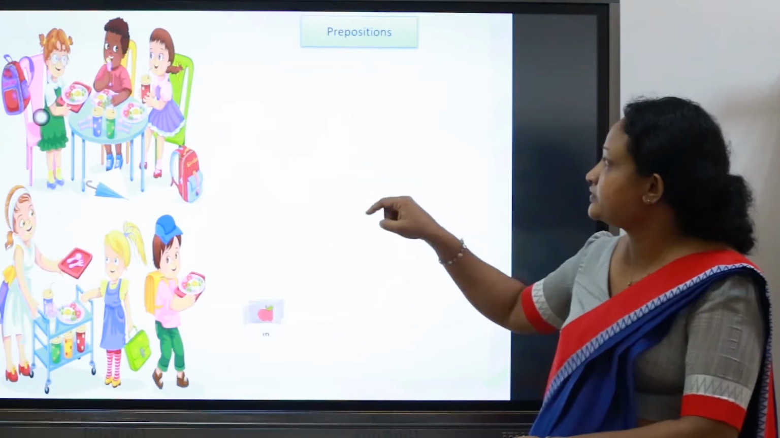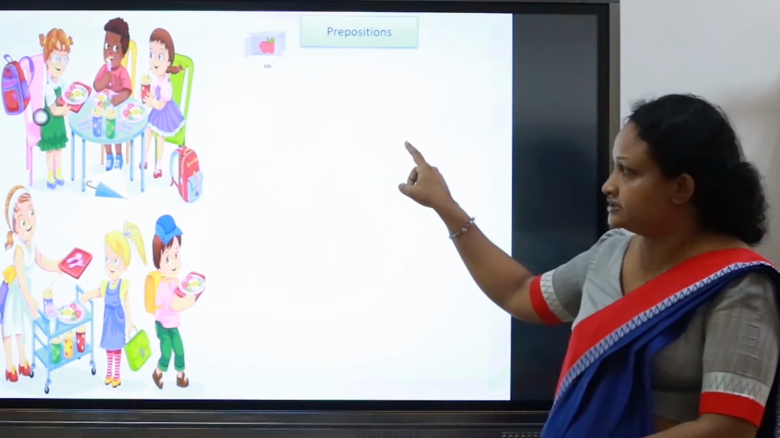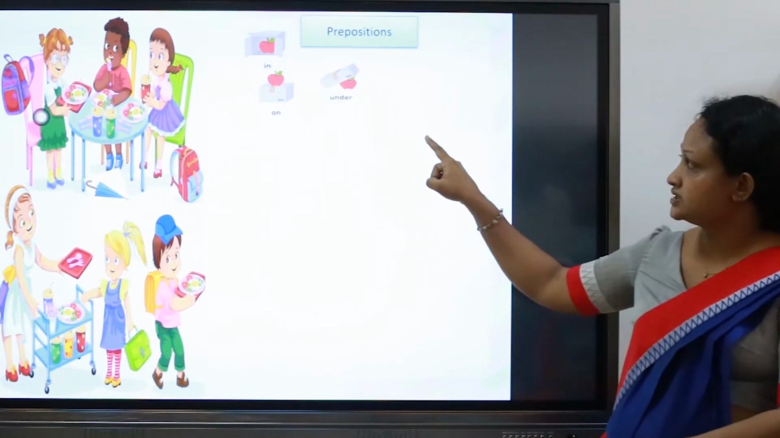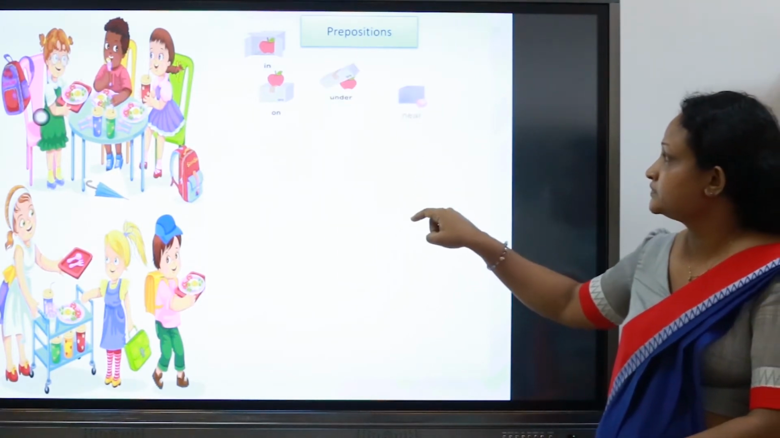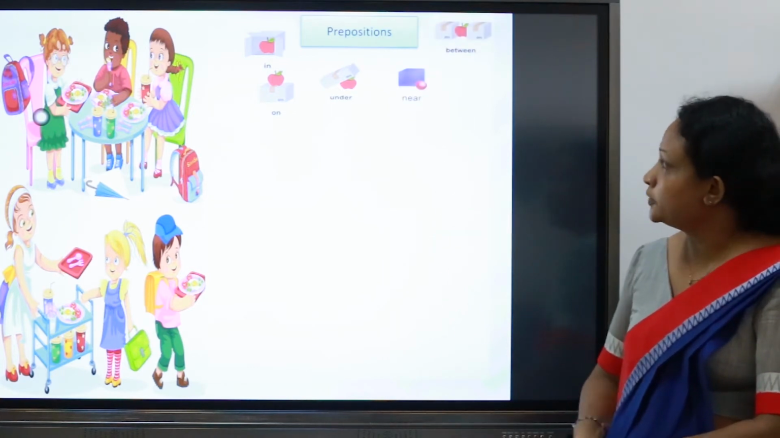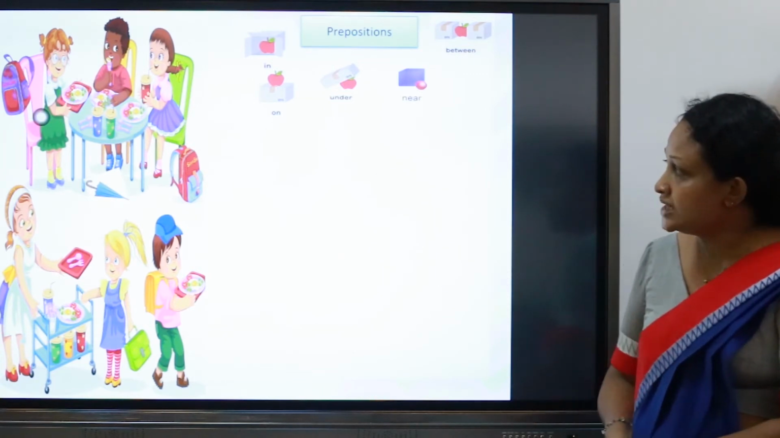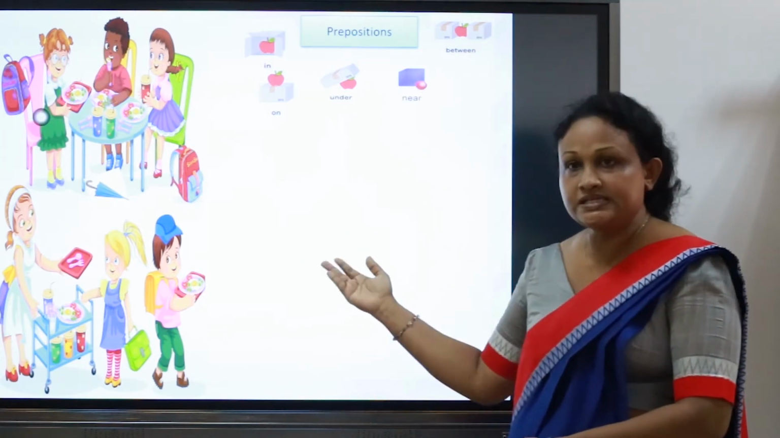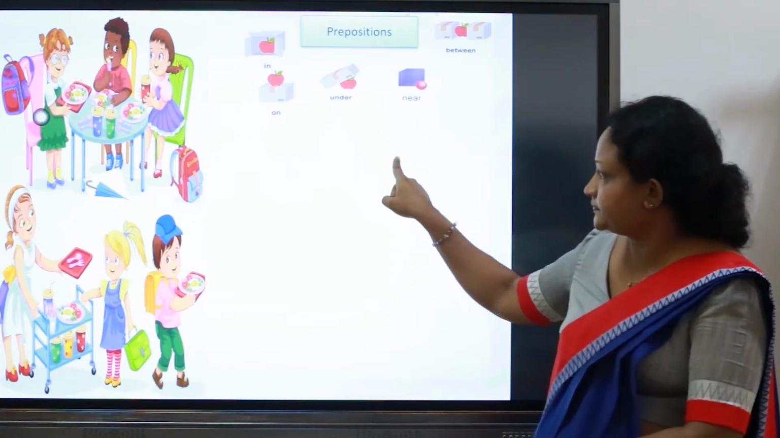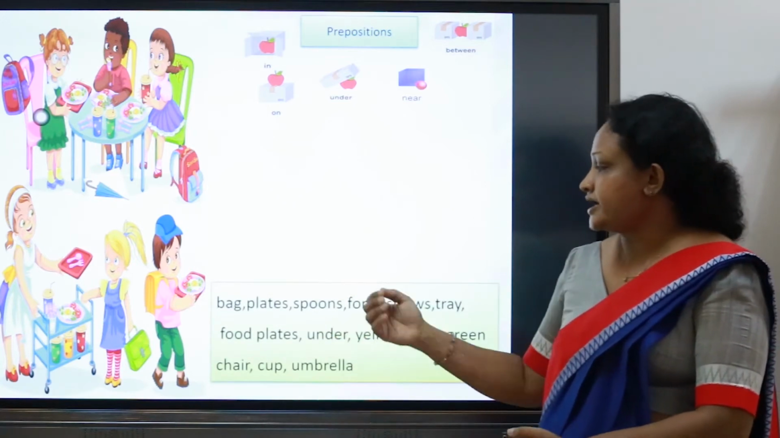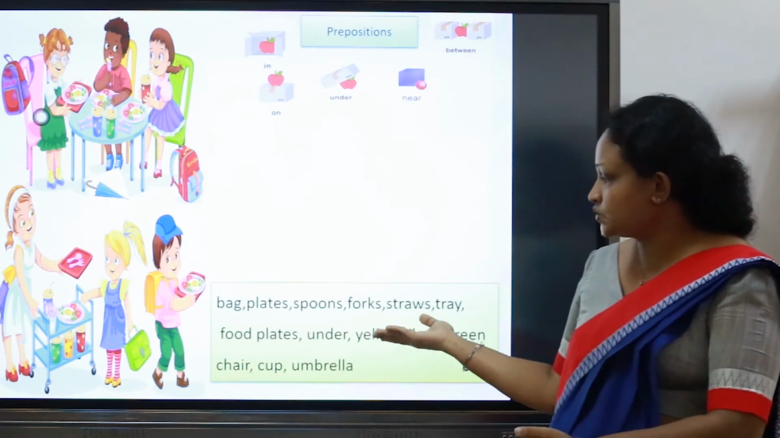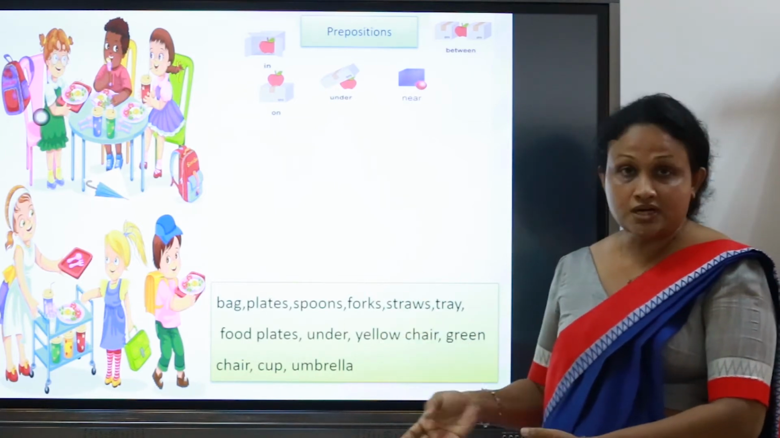What are the prepositions we can use here? Here I have mentioned some of them. The first one is in, on, under, near, and between. I hope it is clear for you. Now, let's describe the things using these prepositions. What can we write? Okay, let's see. Here, I have mentioned some words as a help for you. So, you can use these words to write your sentences.